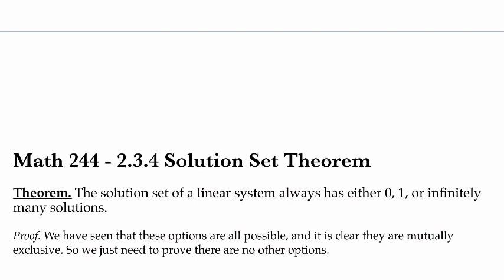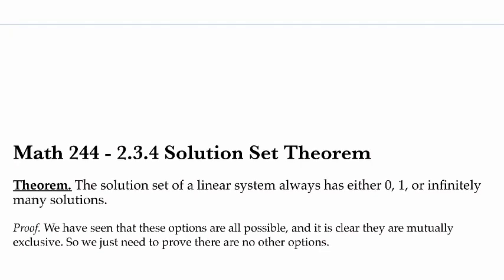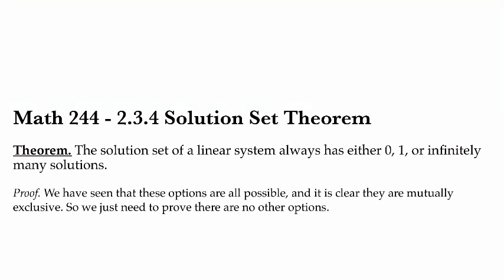So we've seen examples of how the solution set for a linear system can have 0, 1, or infinitely many solutions. And now we're going to prove the theorem that it's always like this. So the solution set of a linear system always has either 0, 1, or infinitely many solutions. Now, to prove this, like I said, we've seen that these options are possible, so we don't have to prove that. And it's clear that they're mutually exclusive. You can't have 0 solutions and 1 solution at the same time, for example. So we just need to prove that there are no other possibilities. Okay, so we'll show that as soon as you have 2 solutions, you have infinitely many solutions.